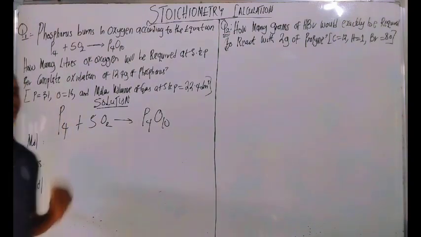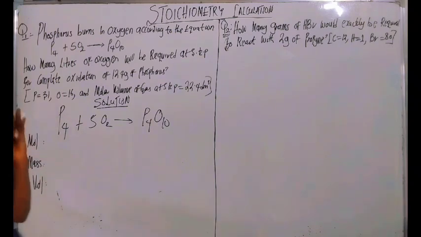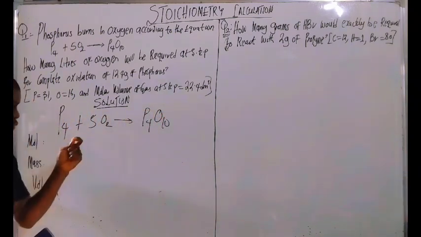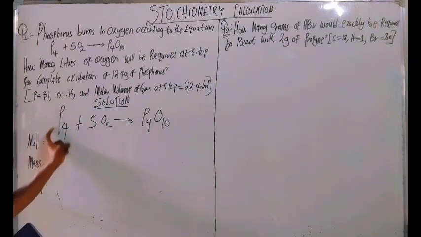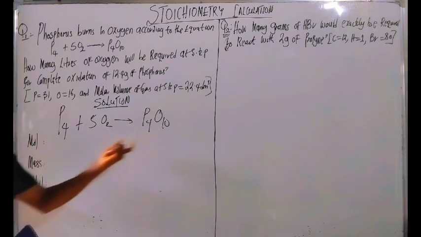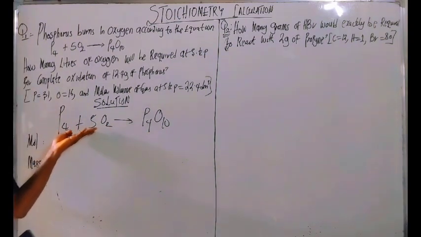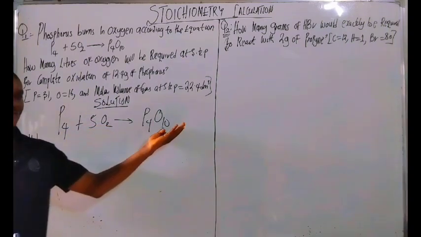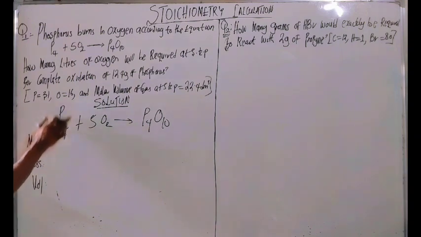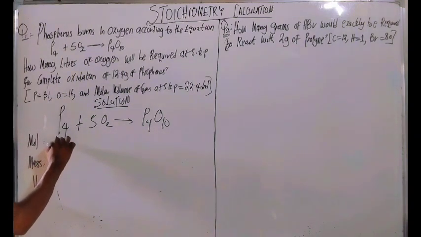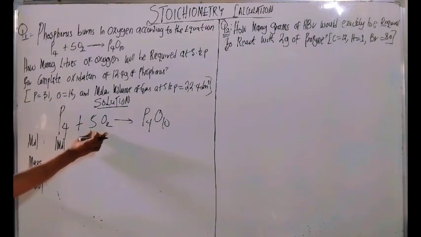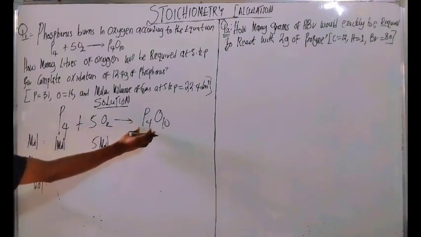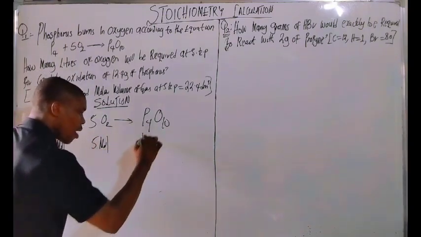So the question will now be, how do we get it? The mole is very easy. From your balanced chemical equation, you get your mole. Here we have 4 atoms of phosphorus, and here we have 10 atoms of oxygen. Here we have 10, so it's balanced, right? So how many moles do you have here? You have 1 mole. How many moles do you have here? Here we have 5 moles. How many moles do you have here? Here we have 1 mole.